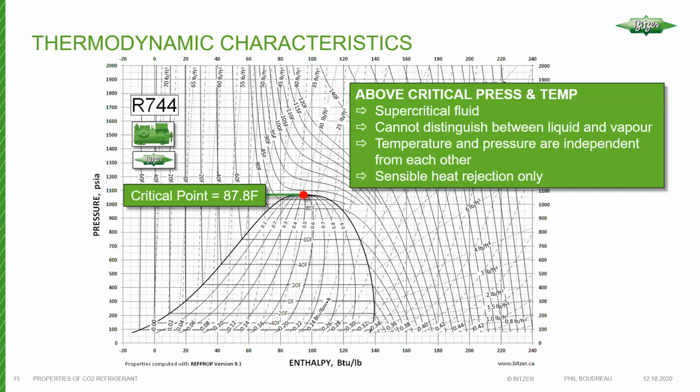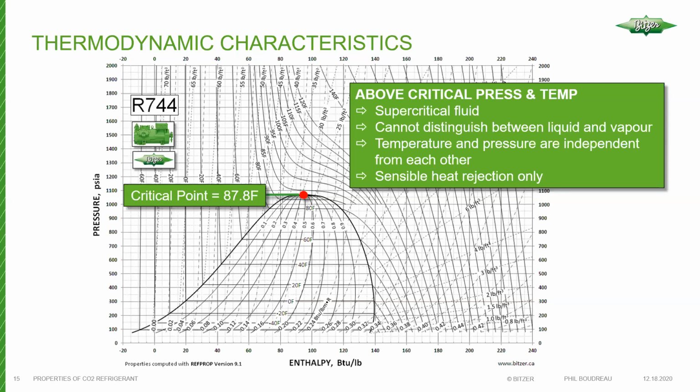Again, the critical point here is 88 degrees Fahrenheit, or just under that. Above this point, we're talking about a supercritical fluid, not to be confused with transcritical. Transcritical just means that during the compression process, we transcended the critical point, so we call it transcritical. And when we do, we're working with a supercritical fluid. So the discharge of a transcritical compressor is supercritical fluid, and that's what enters the gas cooler.